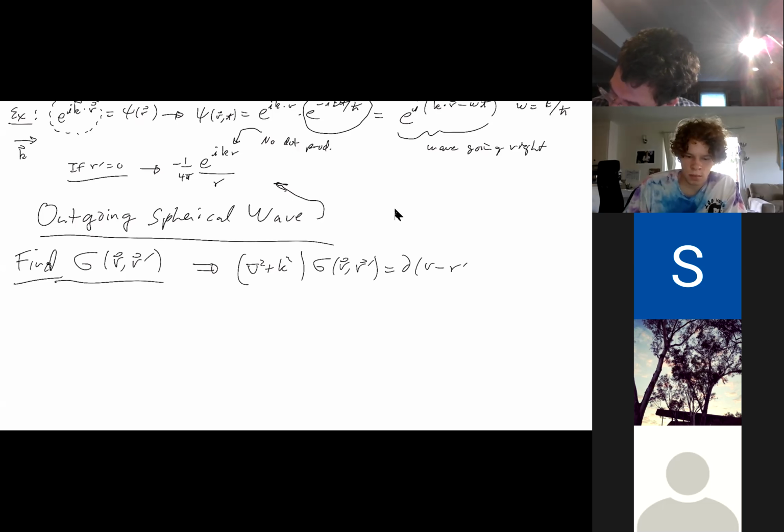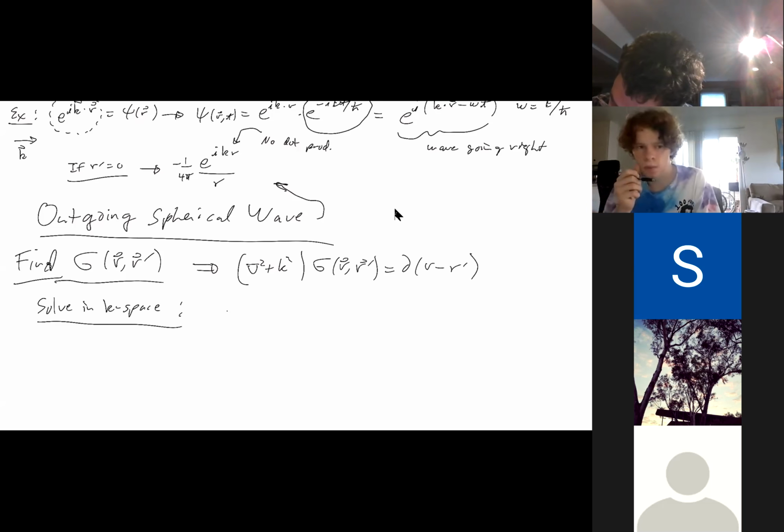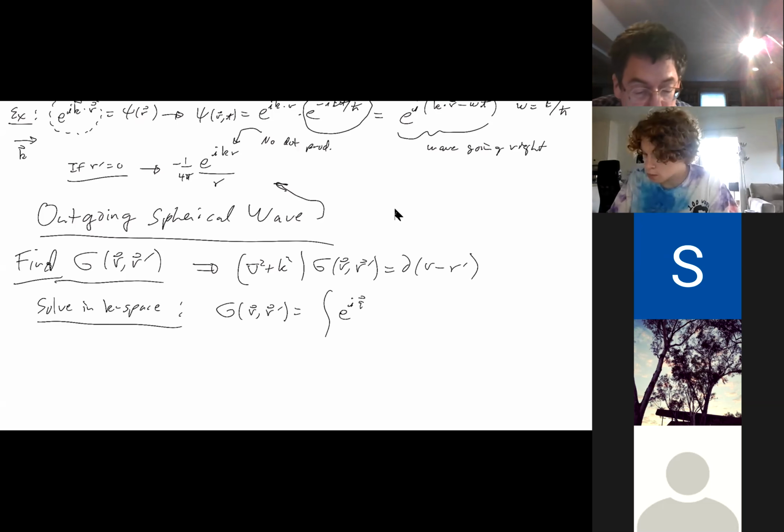And the trick for solving these Green's functions is to go into Fourier space, solve in k space. That's always the trick. It's a big trick. And so you go to k space, and I would say that G of r, r prime is equal to the integral of e to the i q dot (r minus r prime) times some function G of q, d cubed q. Okay, so that's just a Fourier transform.